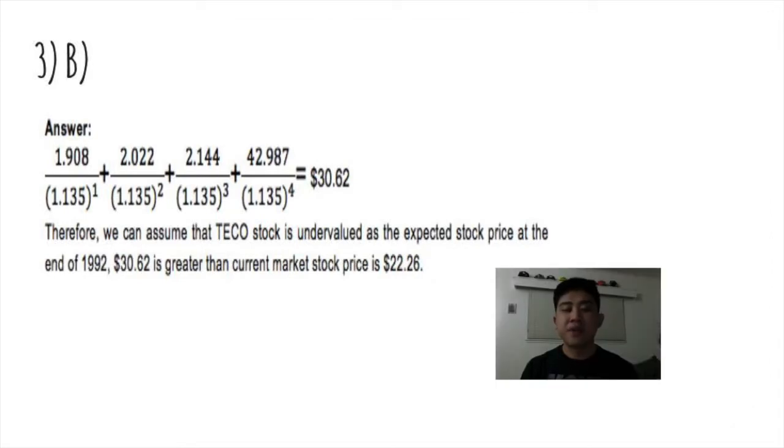Question 3B. The expected stock price at the end of 1992 is $30.62, as you can see from my calculations. Therefore, we can assume that TICO stock is undervalued, as the expected stock price is $30.62, which is greater than the current market stock price, which is $22.26.